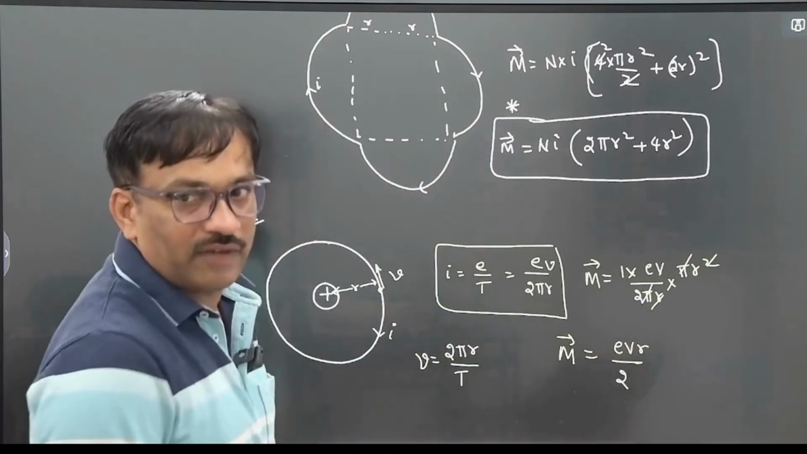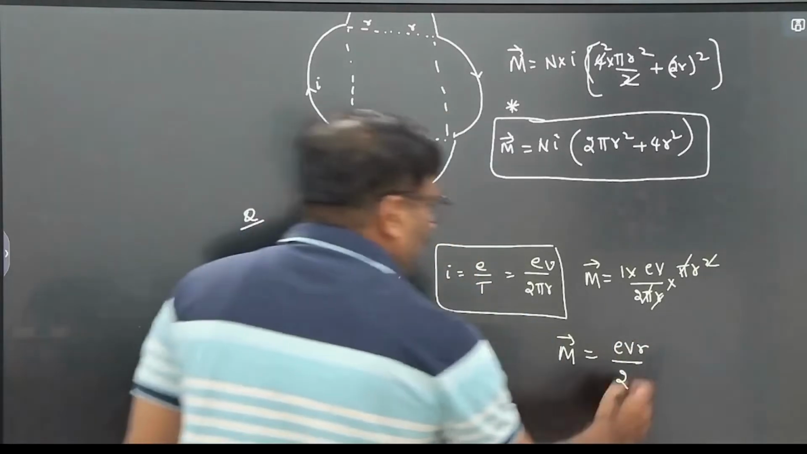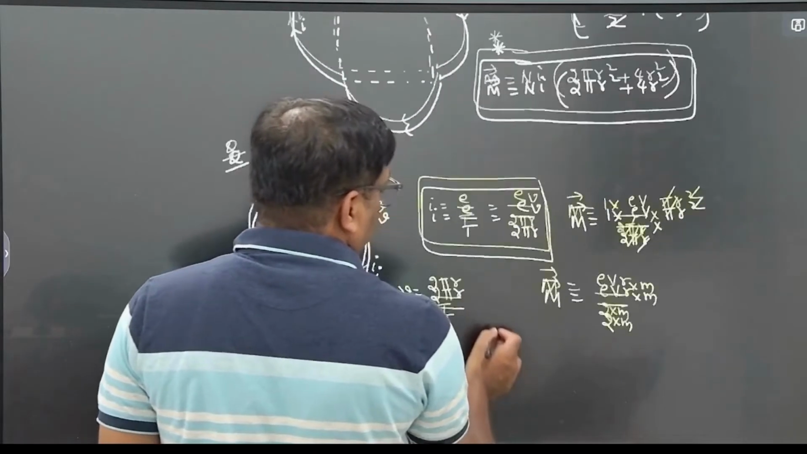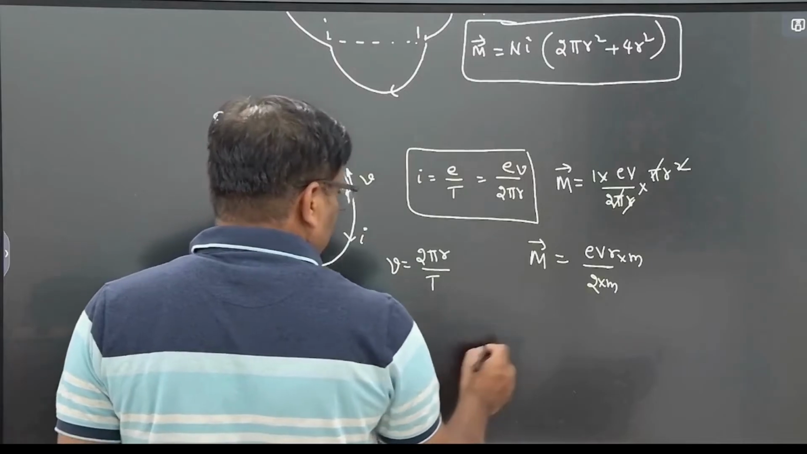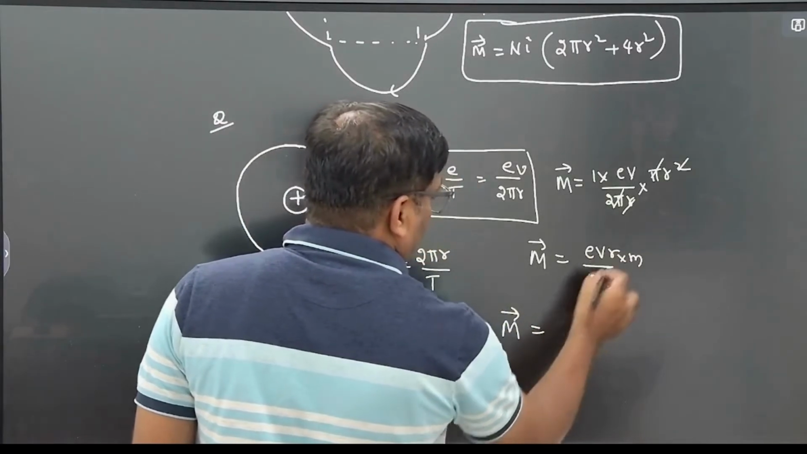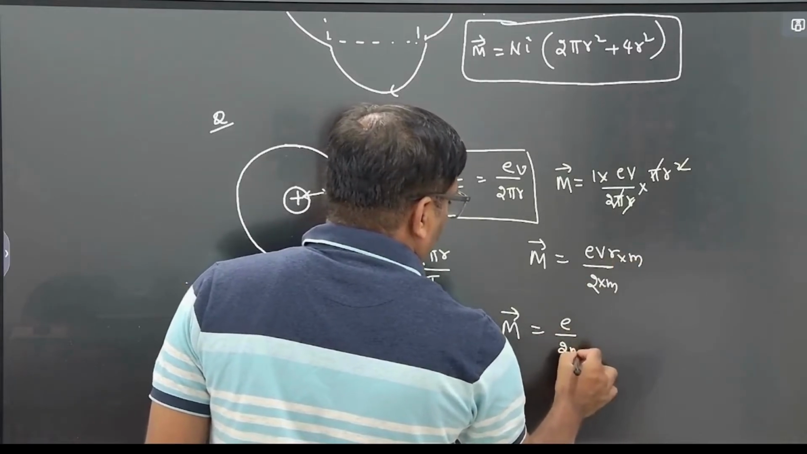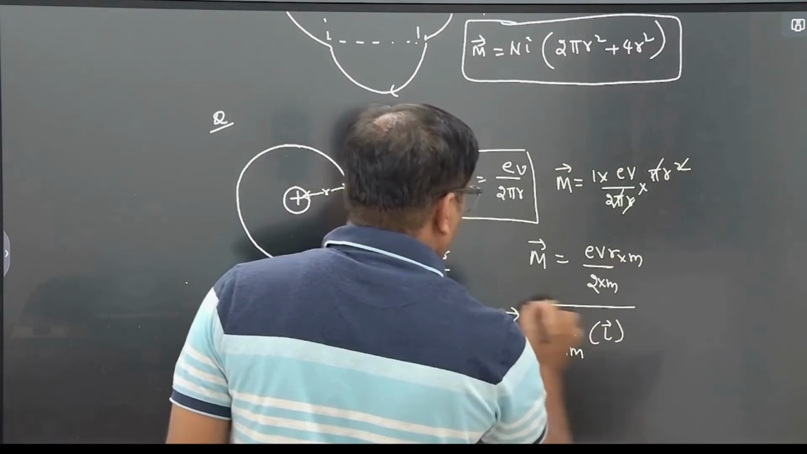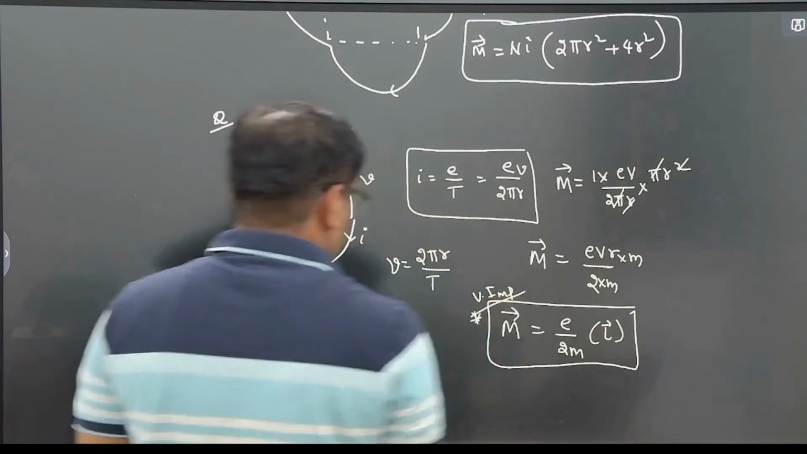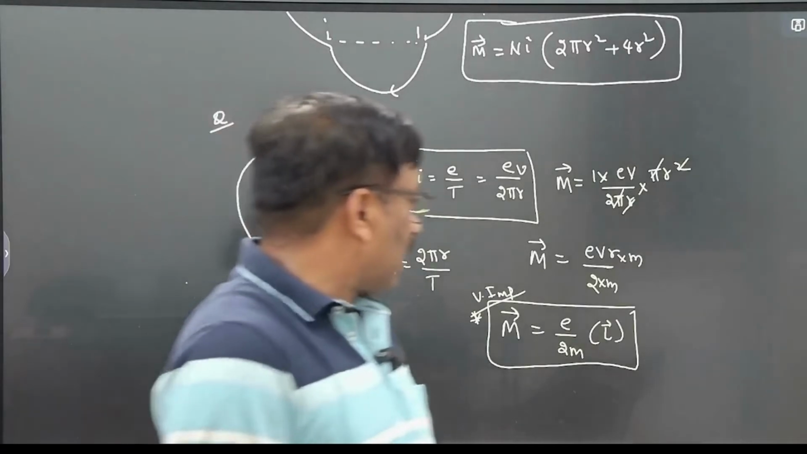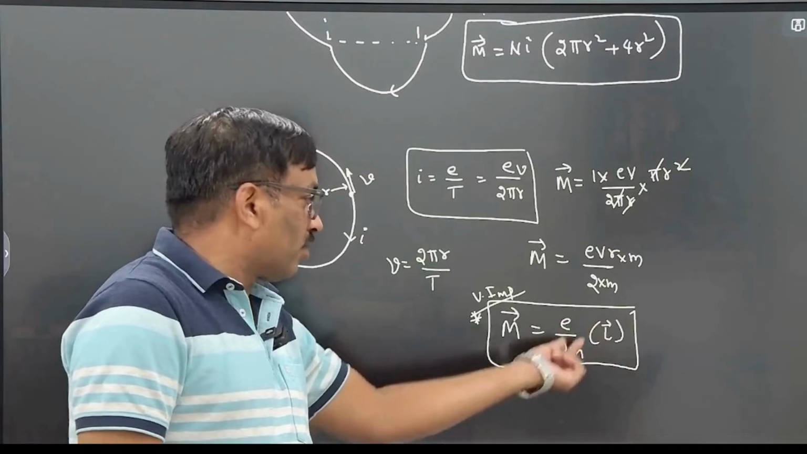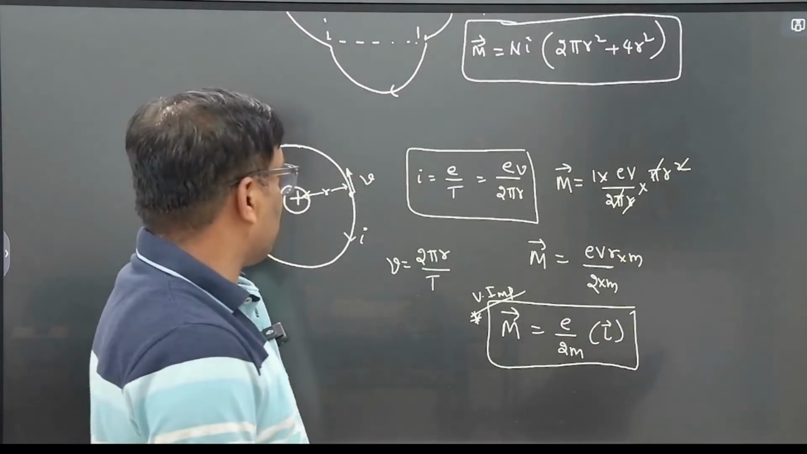So slightly we can modify this one. What is this now? I can multiply with m and divide with m. Therefore what will I get? Magnetic moment is equal to m v r into E by 2m, and m v r is nothing but the angular momentum of your electron. Very important concept here. So when an electron is revolving, the magnetic moment is E by 2m into angular momentum, right? Very important.